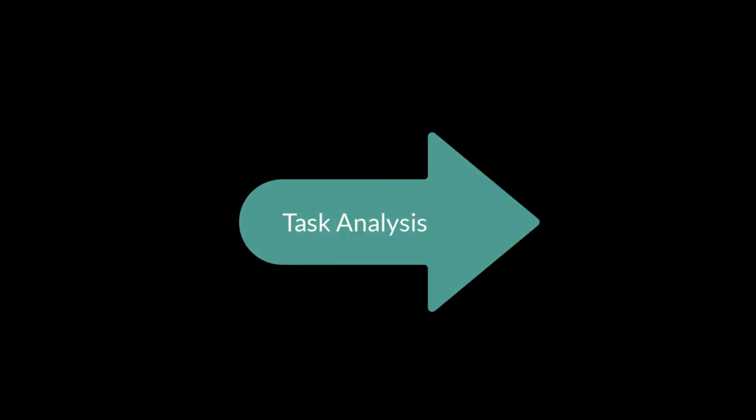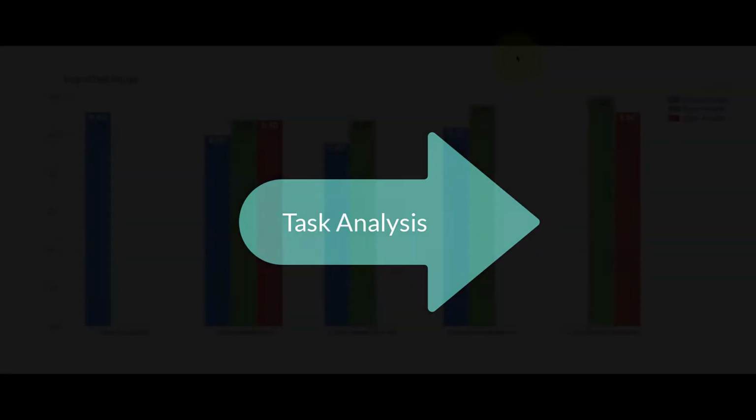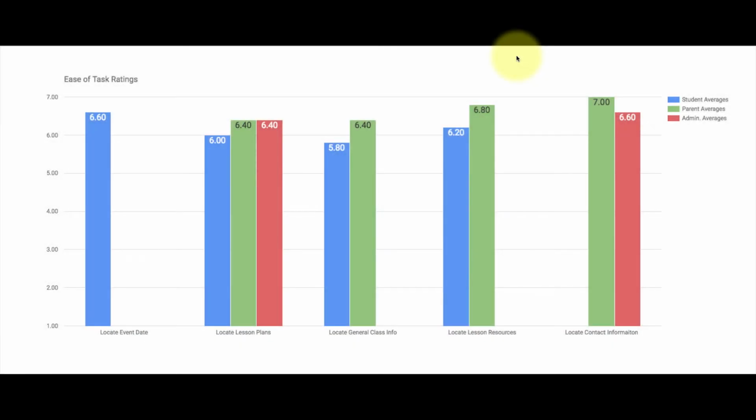Now, let's take a look to see what happened when all three user groups attempted these scenarios. Fortunately, all the test groups reported 100% task completion rates, and all users rated the task between a 5 and 7 on the ease of use scale. The lowest rated task was locating general class information.